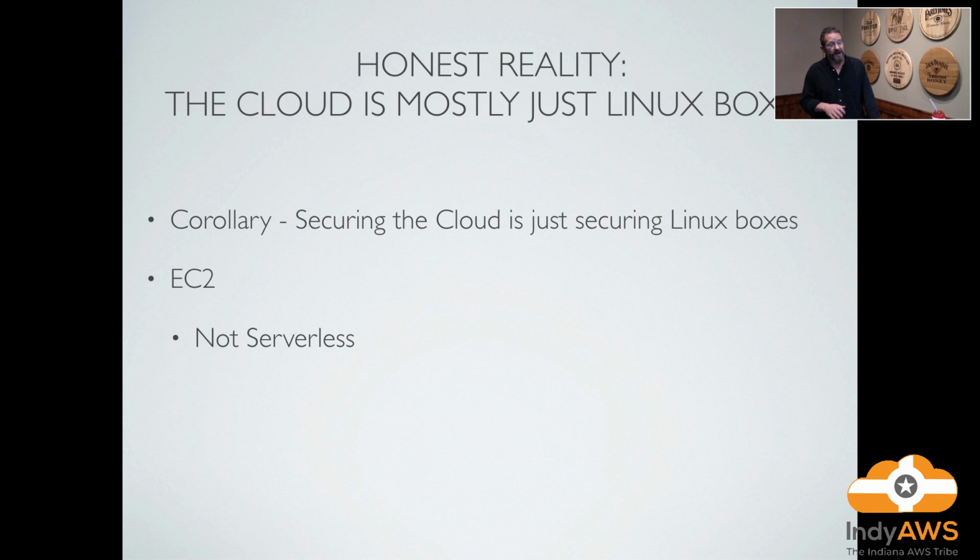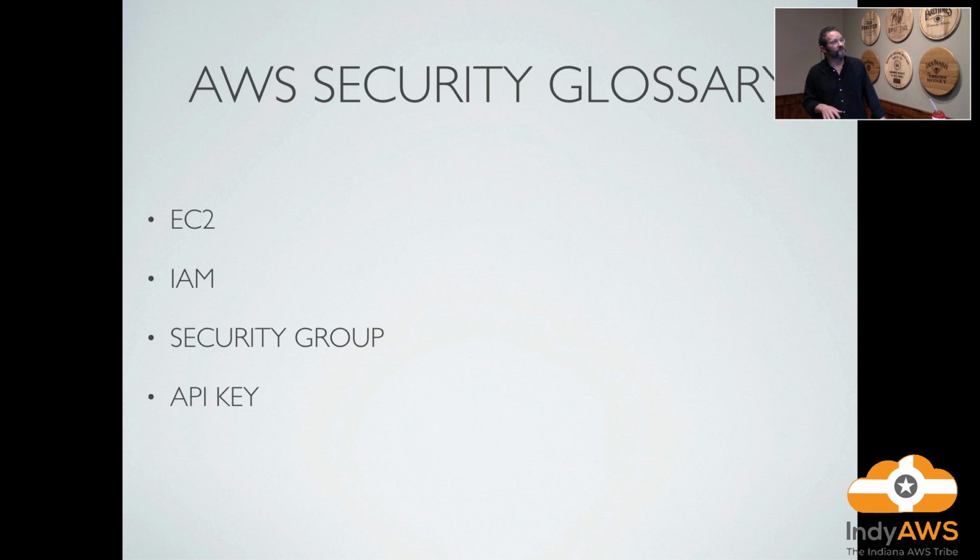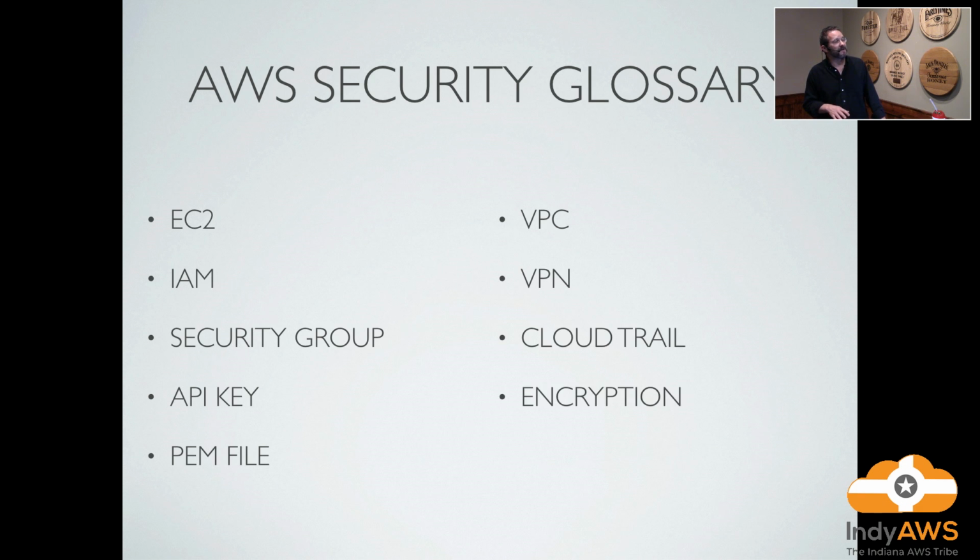All right, so I'm not talking about serverless. I'm not talking about Kubernetes. I'm not talking about Fargate, et cetera. This is just the basics. All right, so we're going to play word salad here. And these are the topics I'll be talking about. EC2, basically instances. IAM, the user architecture. Security groups, which basically amount to firewalls. API keys, PEM files, which I don't really talk about much because there's not that much to talk about. VPCs, VPNs, and CloudTrail. And finally, encryption. OK.